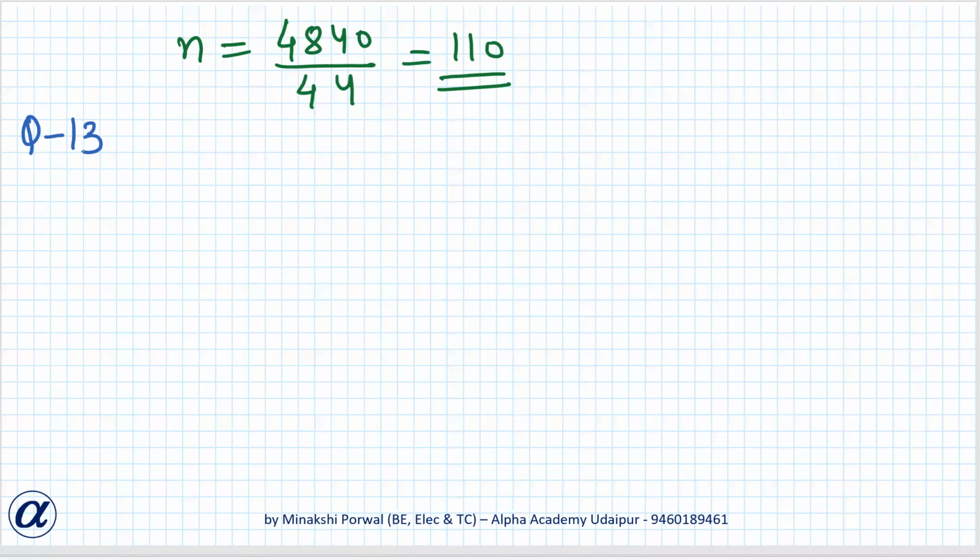Question number 13. A hot plate of an electric oven connected to a 220 volt line has two resistance coils A and B, each of 24 ohm resistance, which may be used separately, in series or in parallel. What are the currents in the three cases? So basically, it is given that the potential difference is 220 volts.